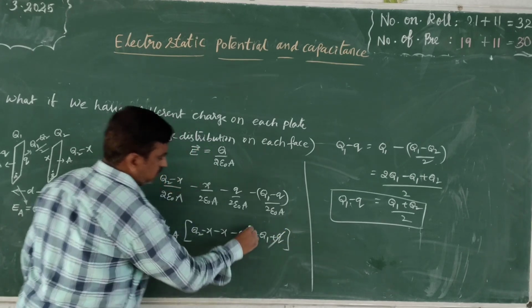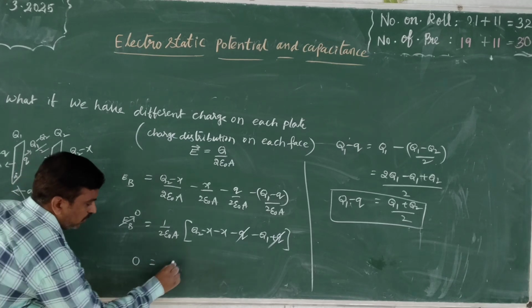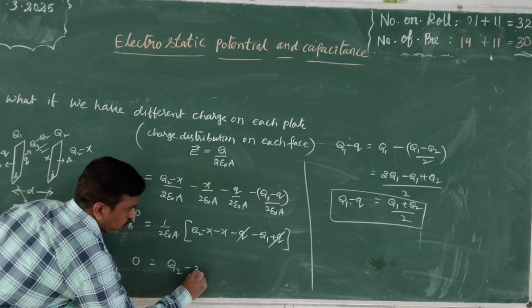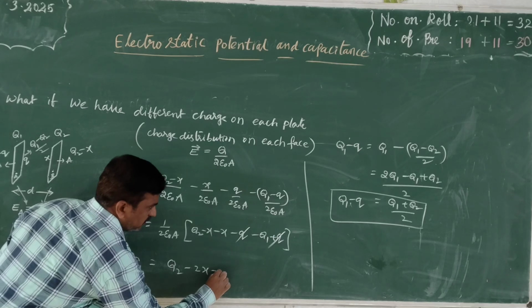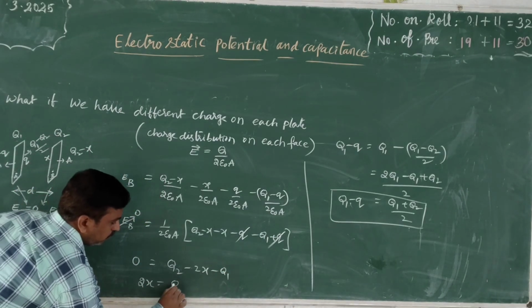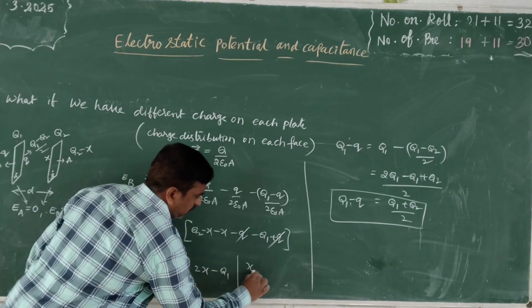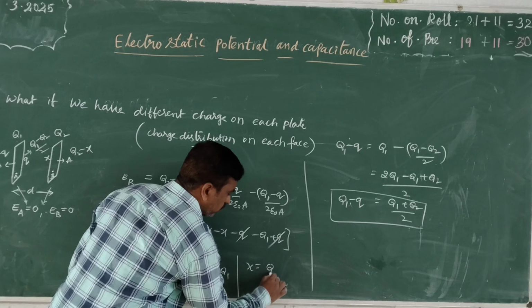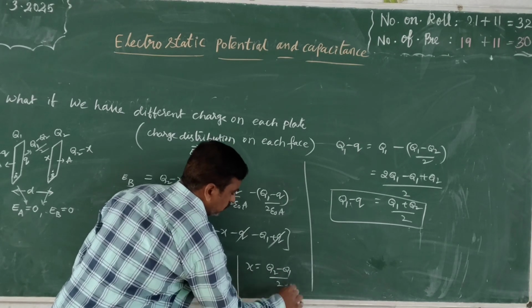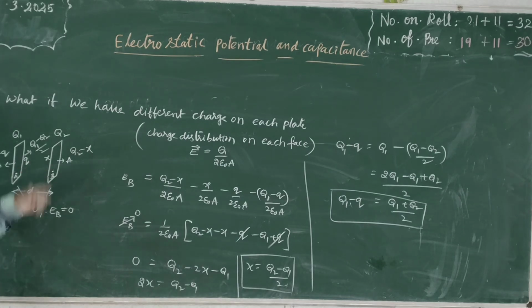See here, minus q plus q cancel. What we get now is 0 equal to q2 minus 2x minus q1. So 2x equals q2 minus q1. Yes, x equals q2 minus q1 by 2. This is the charge on this face.